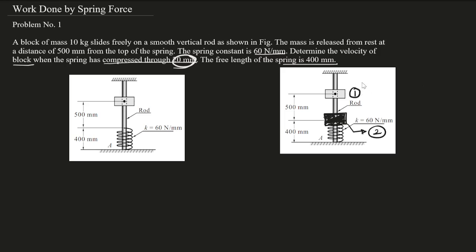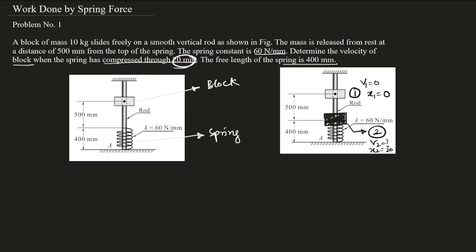At the first position, the velocity v1 is equal to 0 and x1, the deformation of the spring, is 0, since initially the spring is undeformed. In the second position, v2 we have to find out, and x2 is the deformation of the spring, which is 20 mm. If you see the problem here, we have two things. The first one is the block. The second one is the spring. So the work done by the system will be work done by the block plus work done by the spring. We'll be using these two concepts to find the velocity.